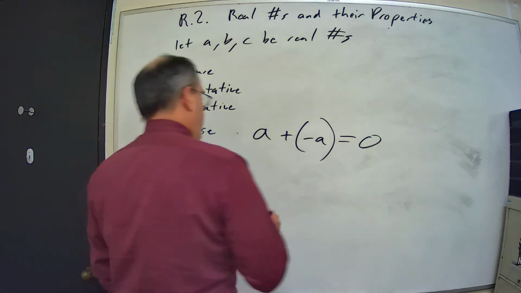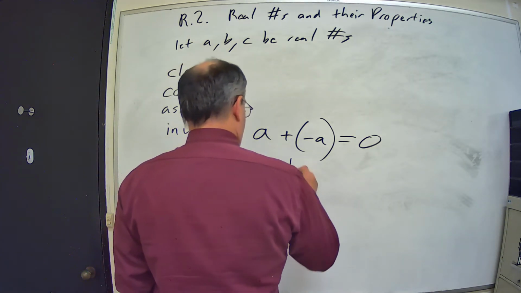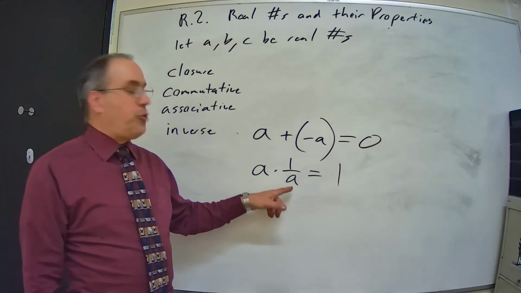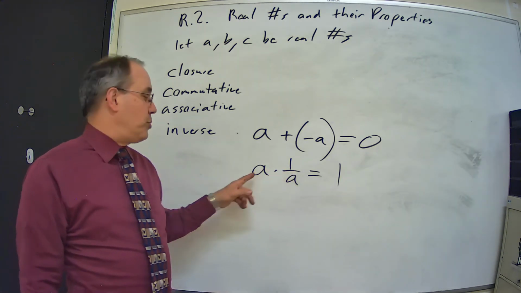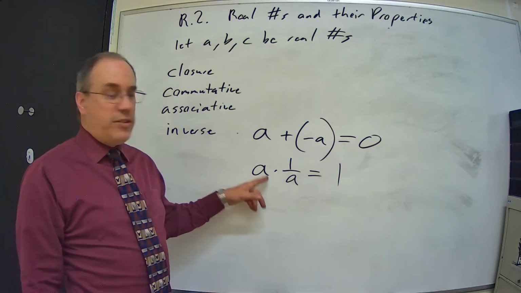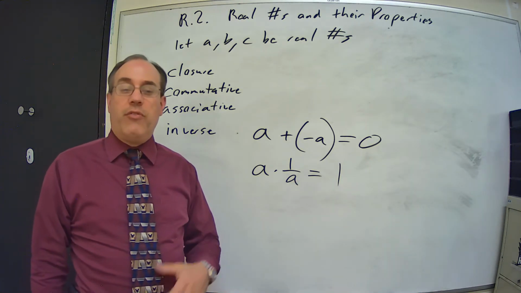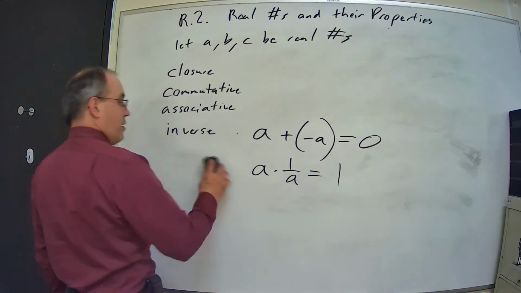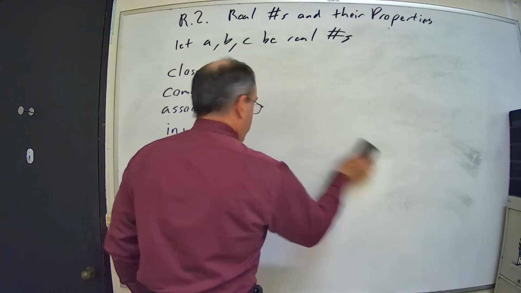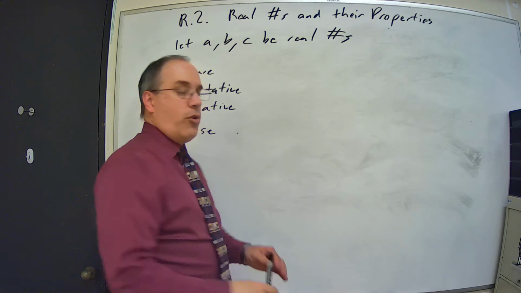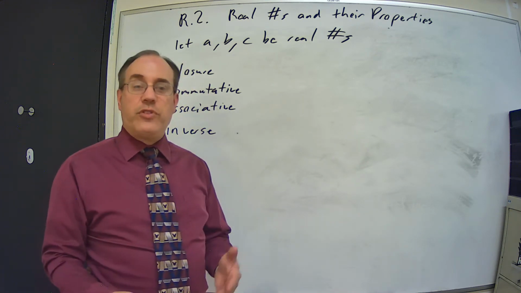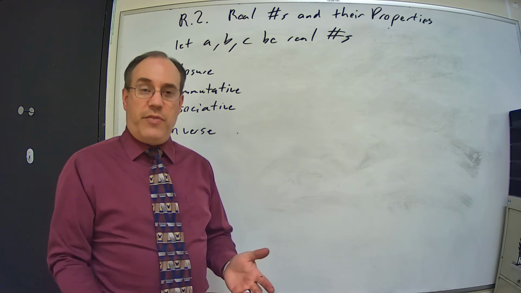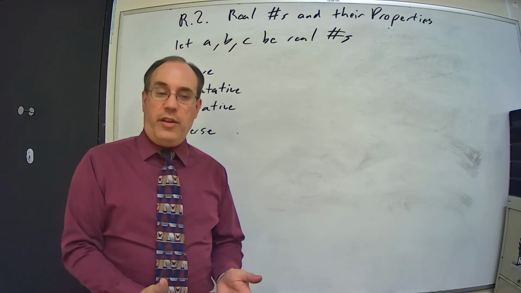Whereas in multiplication, A times 1 over A is equal to 1. So the multiplicative inverse is whatever you multiply A by to get a result or a product of 1. So in addition, additive inverse will make your result 0. Multiplicative inverse will make the result 1.